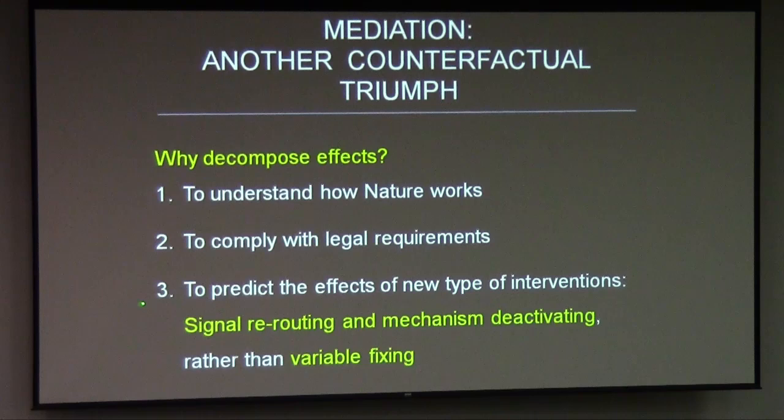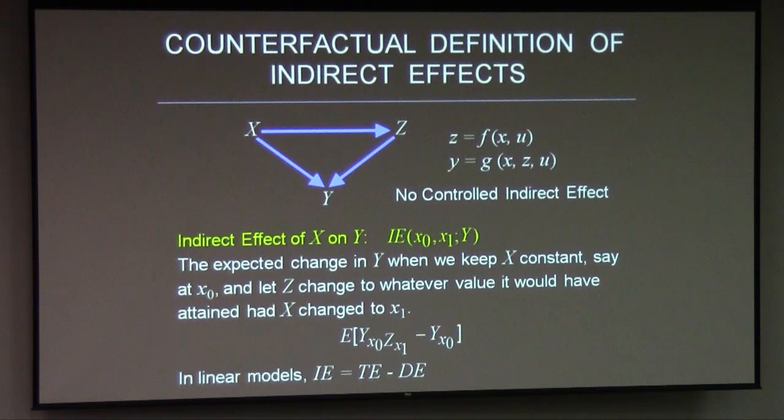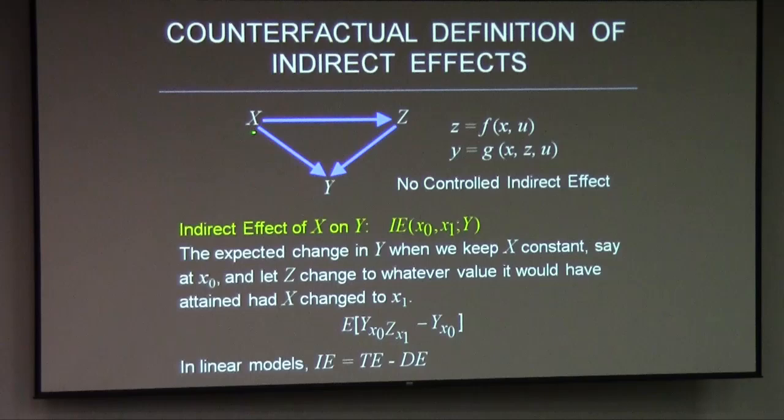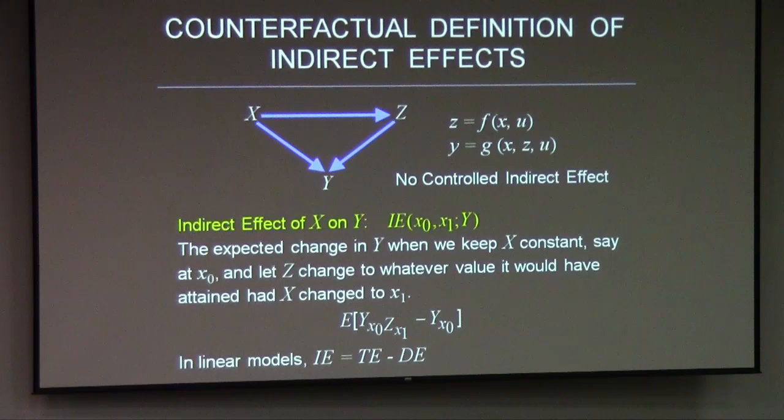Okay, I'll explain that. So here's the problem. I want to define what I mean by the indirect effect of X on Y. But I have an unknown nonlinear function connecting X, Z, and Y. There's nothing that I can do by controlling variables that will disable the link between X and Y, so that whatever I measure can be attributed to the indirect effect through Z. I cannot fix any variables to make sure that link is disabled. Disabling a link is not doable by fixing variables.